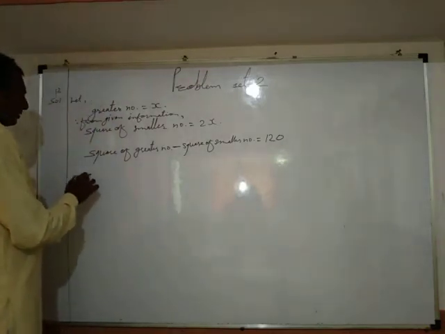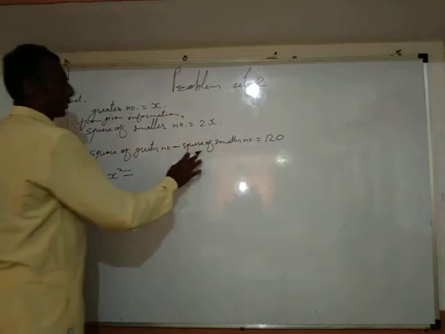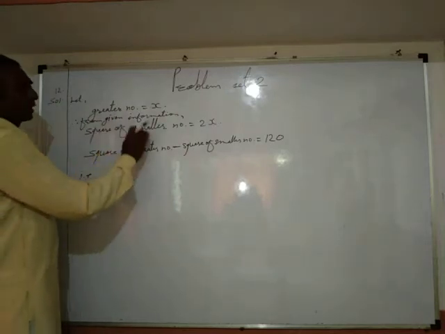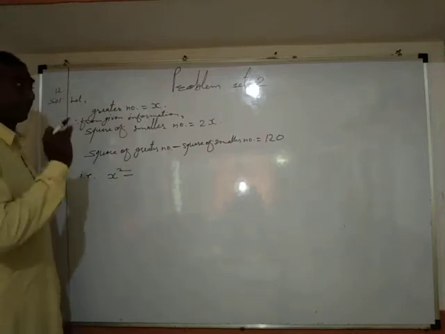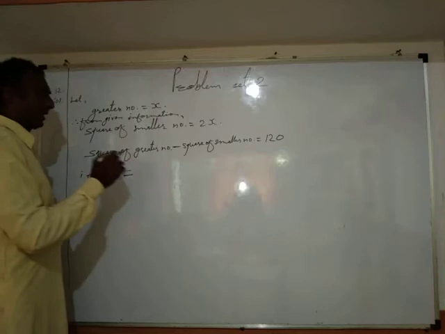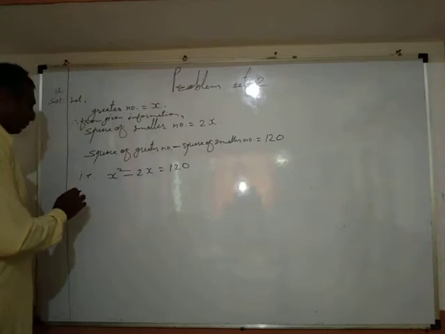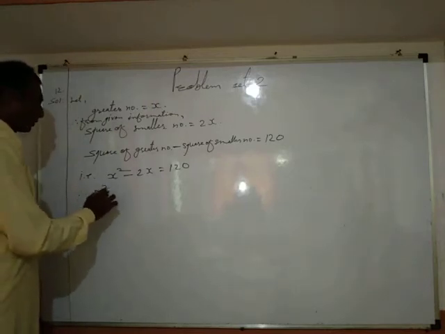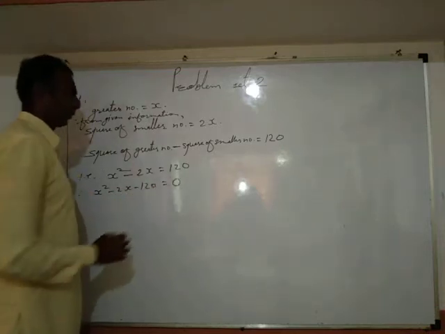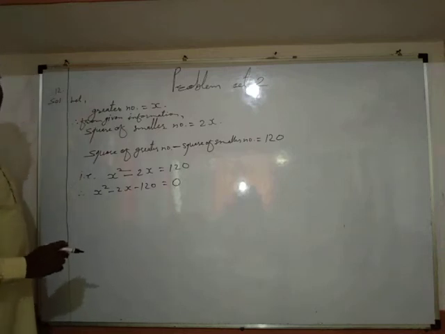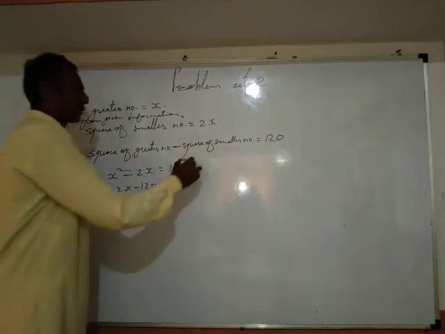And therefore, what is that? The greater number is x. That's why its square will be x square, minus the square of the smaller number. He tells us the square of the smaller number is twice the greater number, not twice the square of the greater number. It is simply twice the greater number. That's why it is 2x. That equals 120. And therefore, the equation will be x square minus 2x minus 120 equals 0. Now it is in the general form ax square plus bx plus c equal to 0, where a is 1, b is minus 2 and c is minus 120.